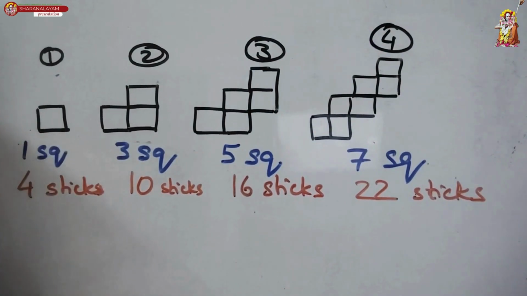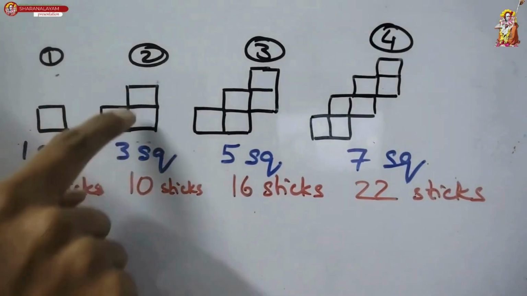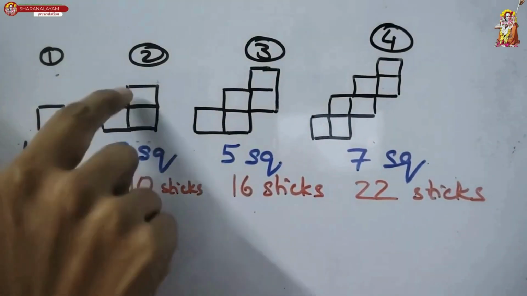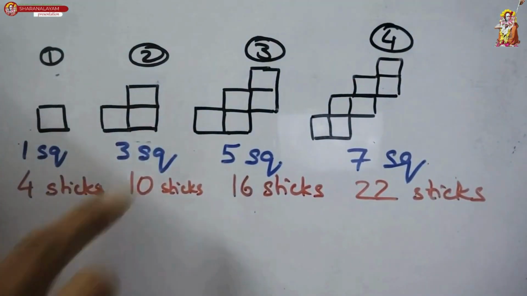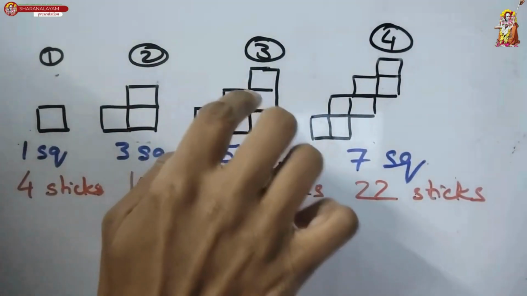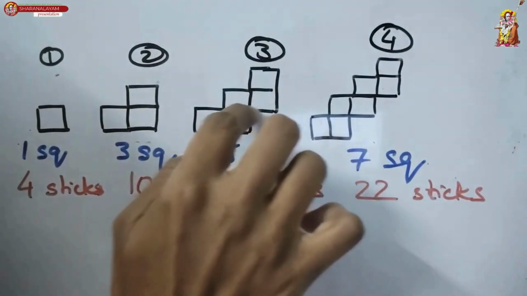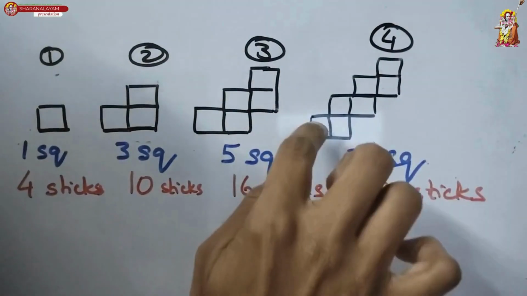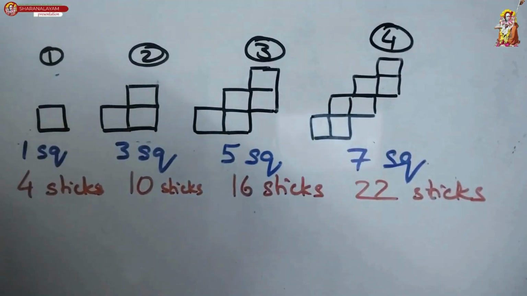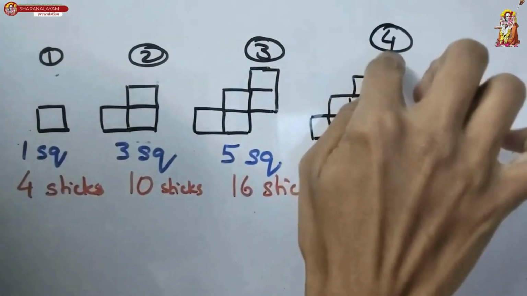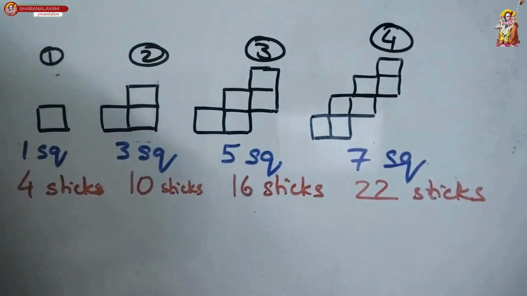1 square, 4 sticks. The next one has 3 squares and that has 4, 5, 6, 7, 8, 9, 10 sticks. This one has 5 squares and 10 plus 6, 16 sticks. This fourth one has 7 squares and already 16 sticks are there. Then 17, 18, 19, 20, 21, 22 sticks are there.